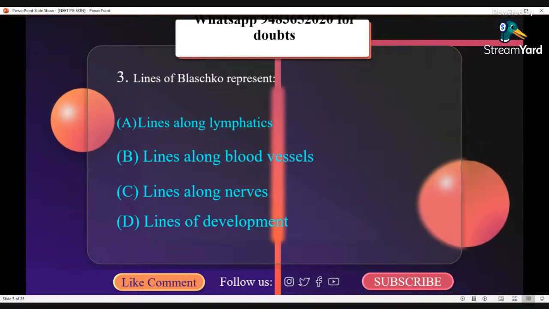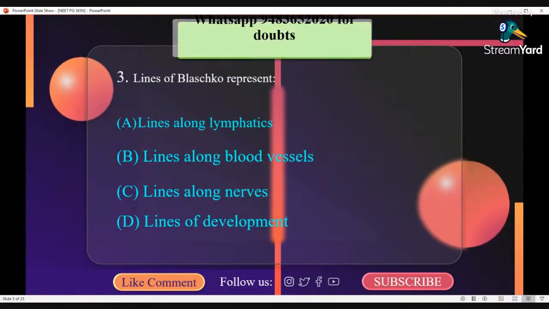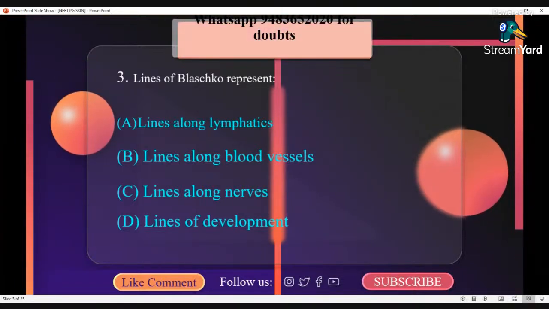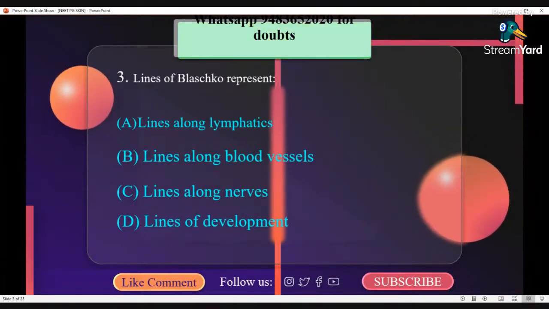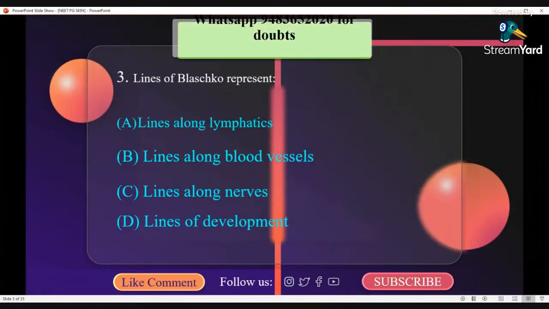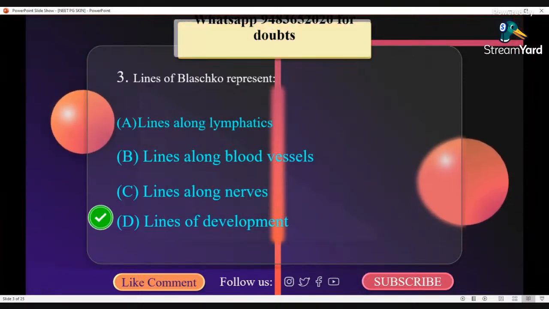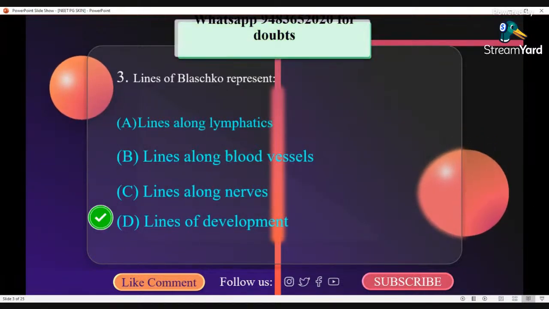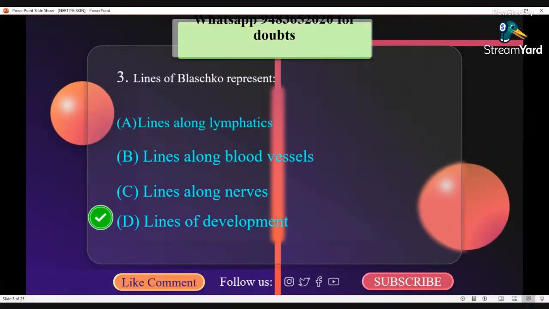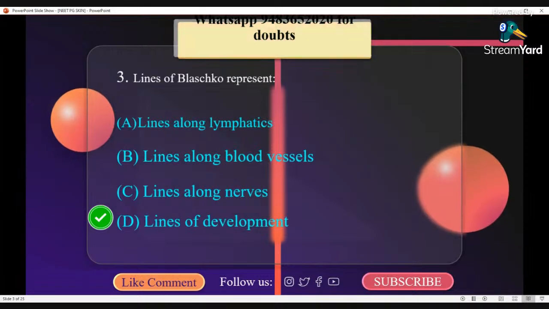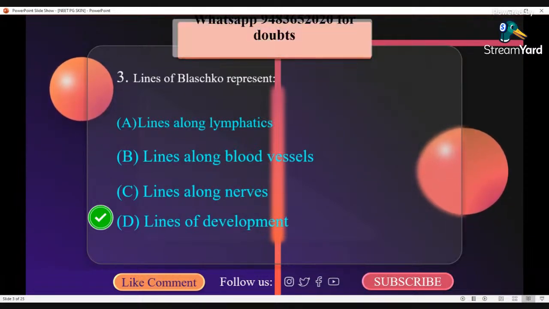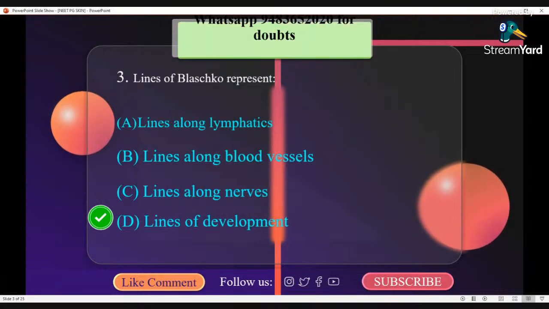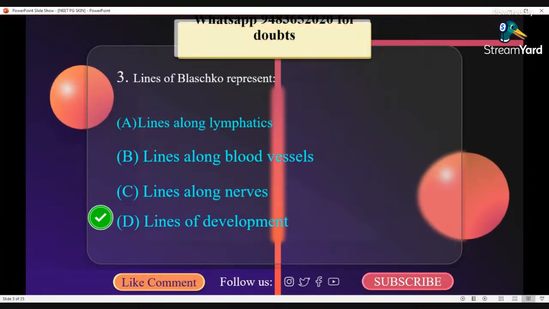So let us look what the correct option here is. Lines of Blaschko represent the lines of development. They do not represent any lymphatic, vascular or nerves. So the correct option here is D, lines of development.